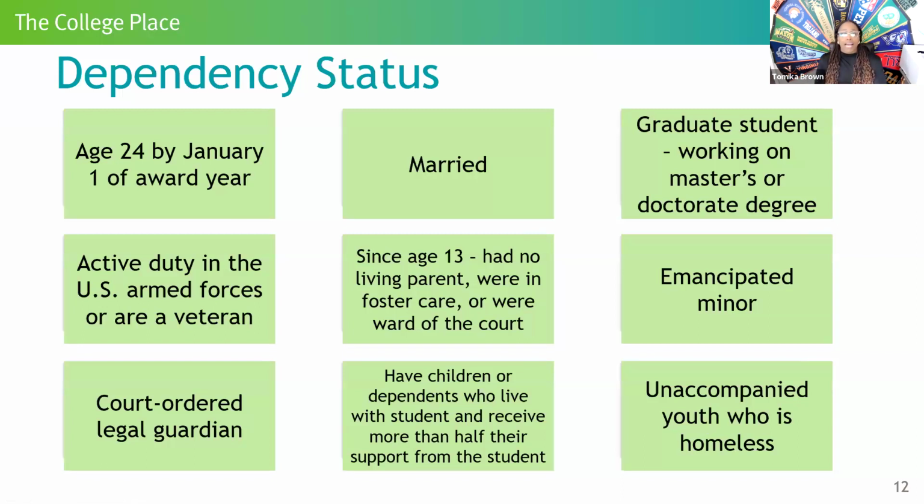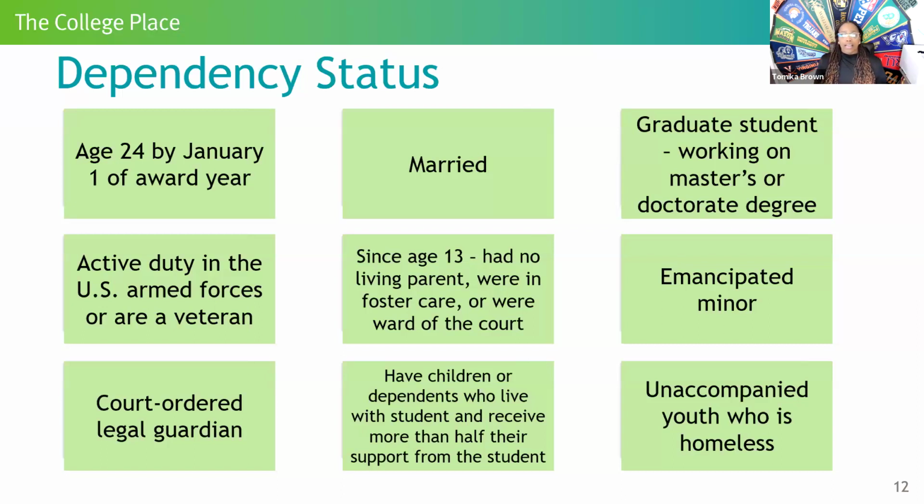Just as a reminder, I think it's important to go through who qualifies based on dependency statuses for independent status or dependency override. Generally, students are considered independent if they are the age of 24 by January 1 of the award year, they are married, they are graduate students who are working on a master's or a doctorate degree. That means they already have a bachelor's degree. They are active duty in the U.S. Armed Forces or are a veteran.